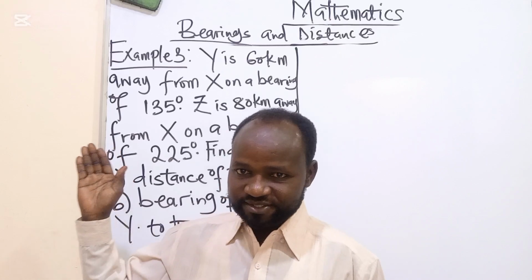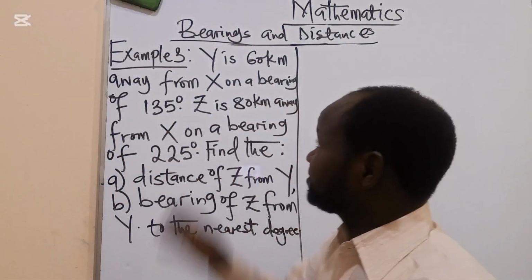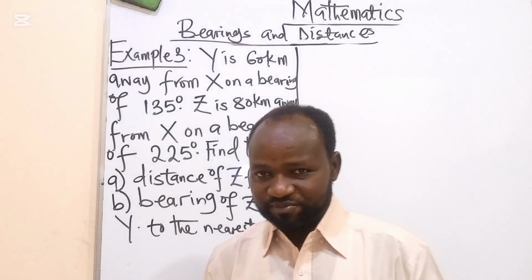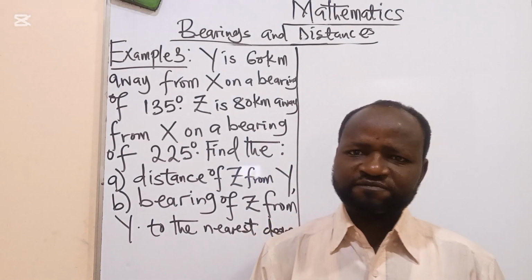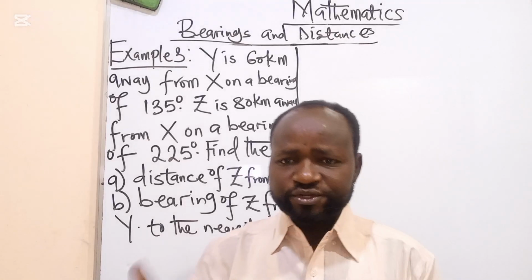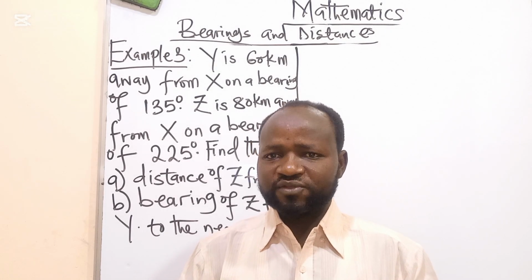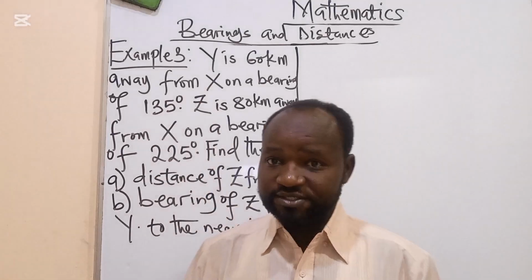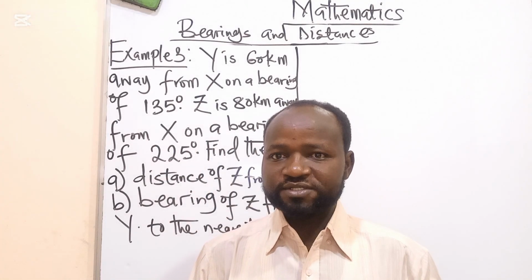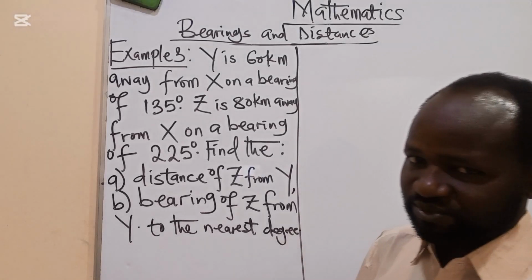Still on bearings and distance. In today's presentation, we're looking at example 3. In my previous video, we looked at the concept of bearing, the relationship between compass bearing and three-digit bearing, as well as keys to finding bearings and distance. Let's look at how we can handle this question before us.